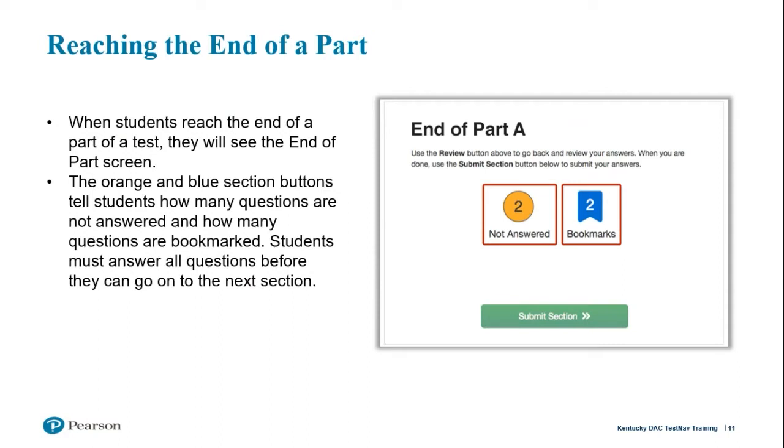Some of the tests have multiple parts. So you will have a part A and a part B. When a student reaches the end of a part of the test, they will see the end of part screen. The orange buttons will show questions that are not answered, and then the bookmark ribbon will show the students the questions that they bookmarked. If the student wants to review those questions or answer them, they need to do that before they go to the next section.